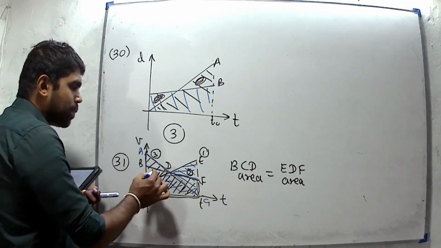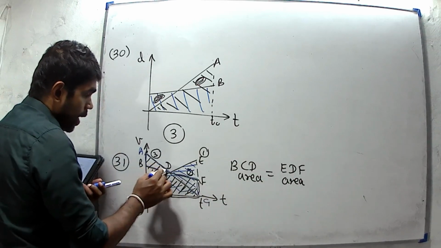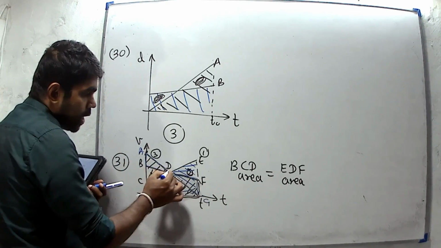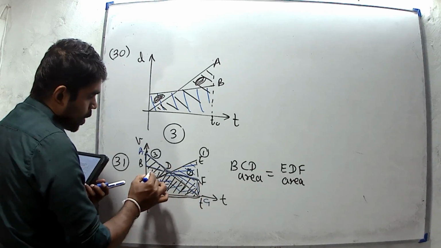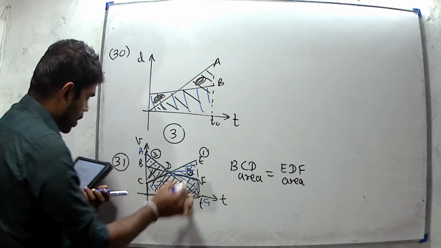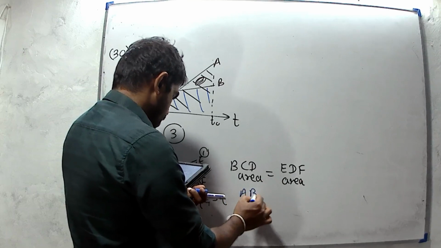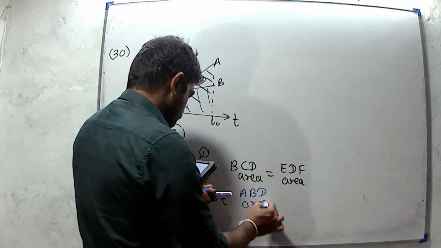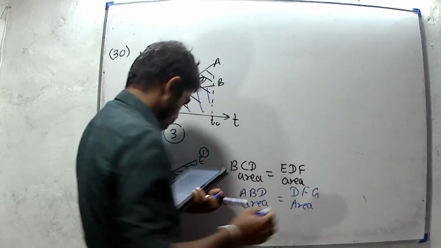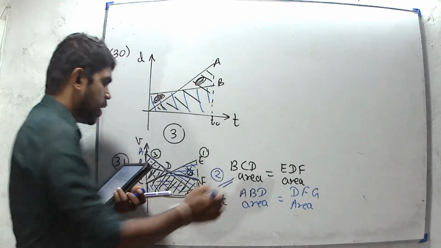Because we know that this part is equal to this part according to this theory. And this triangle, ACD triangle, should be equal to the DEG triangle. But we know that this part is equal to this part. Therefore, we can consider only these two parts. Then the second requirement is ABD area equals DFG area. Then the answer is 2 for question number 31.